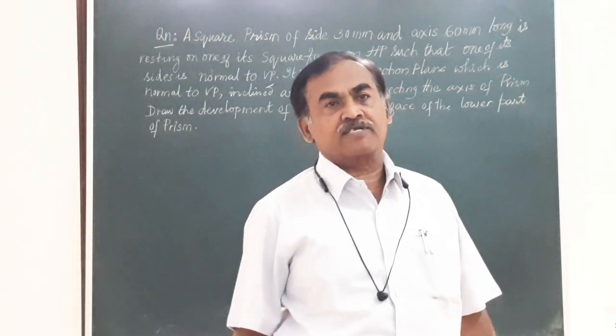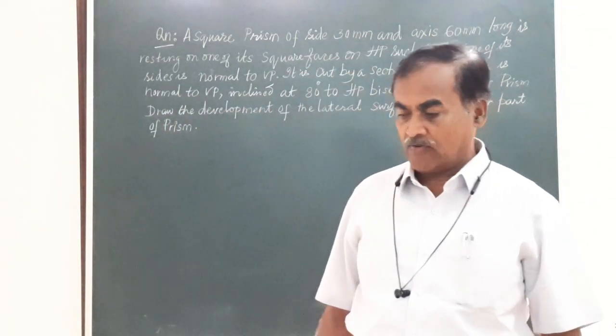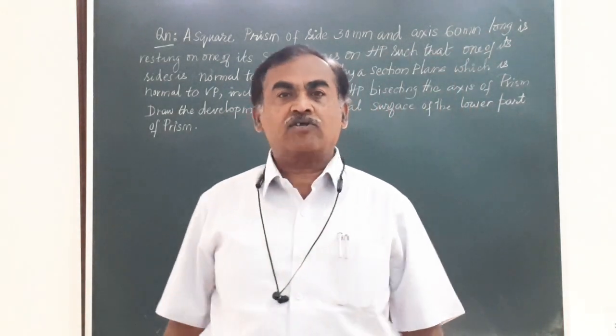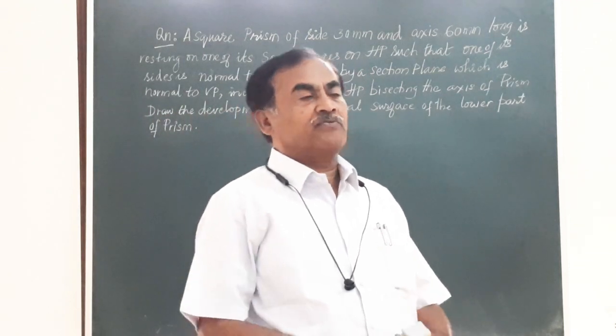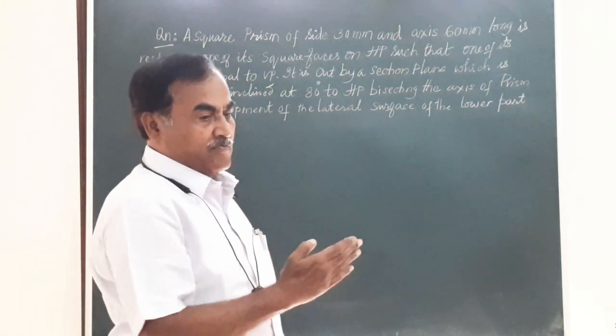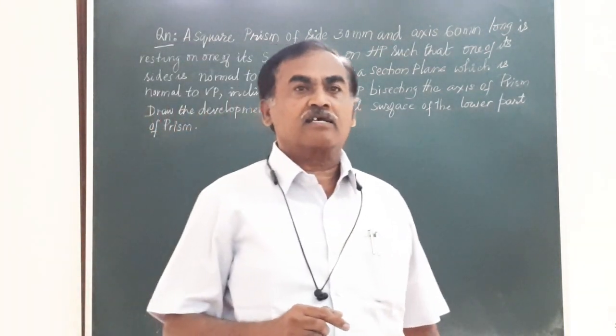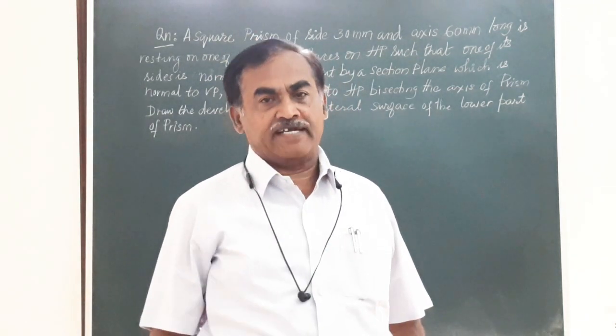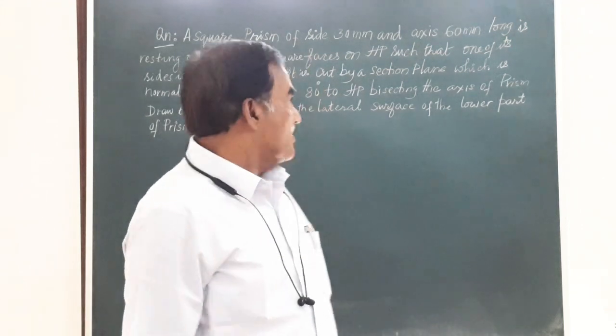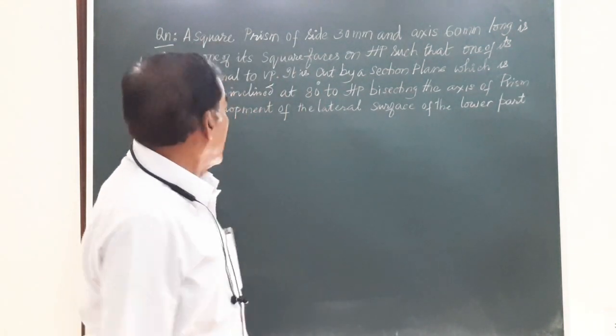Friends, in today's session, we are going to have the development of a square prism cut by a section plane which is normal to VP and inclined at an angle to HP, so that it will bisect the axis of the solid. So let me start the problem. The problem reads like this.